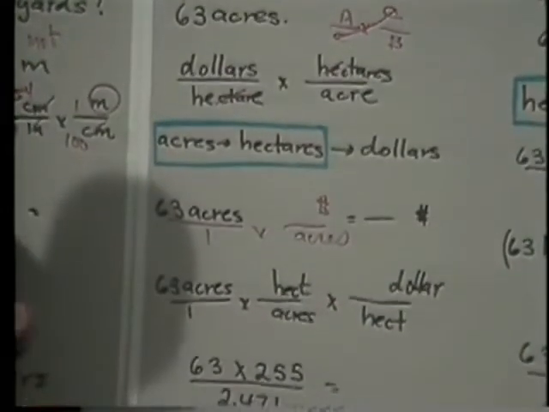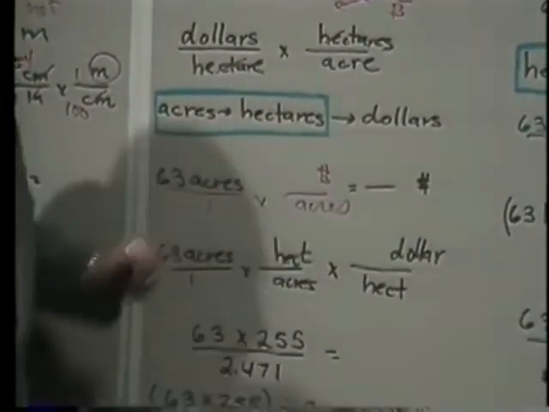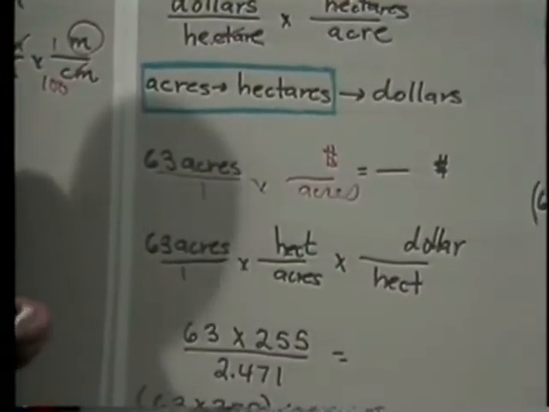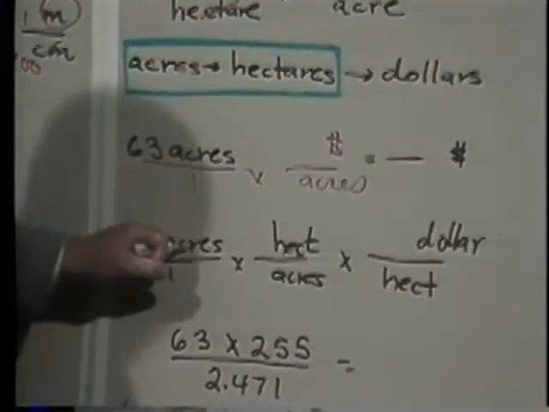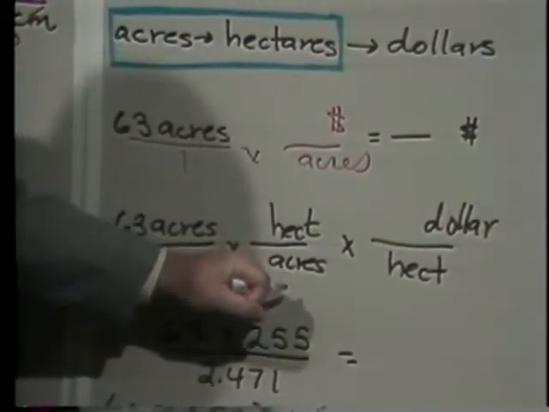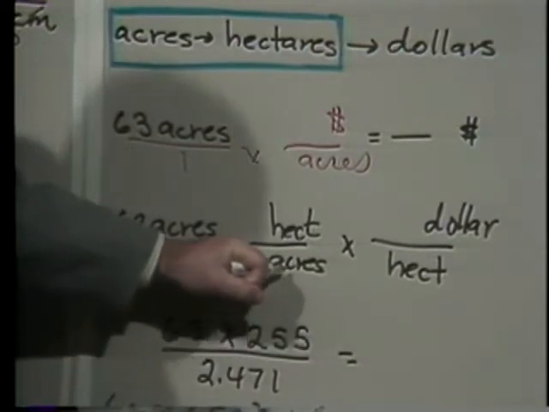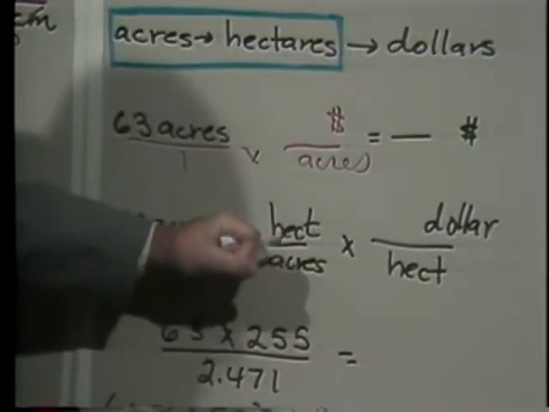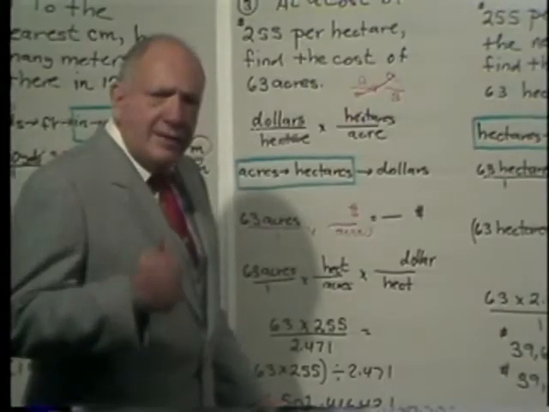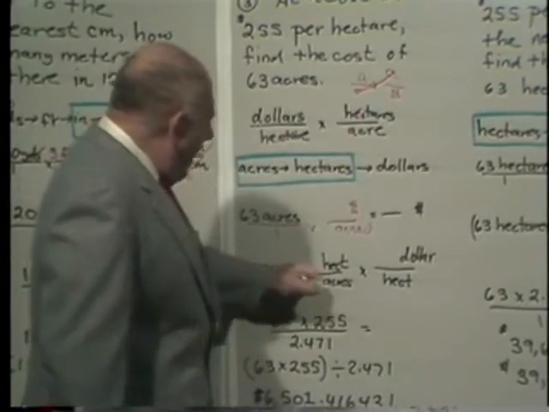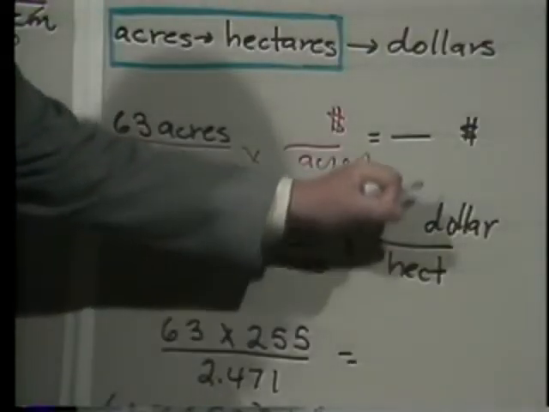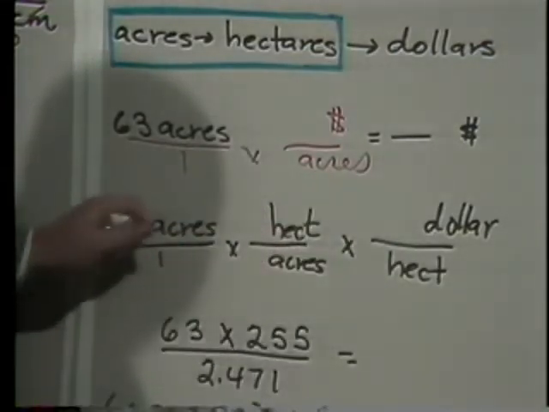The problem is I'm not given acres per dollar. If I were given acres per dollar, the problem would be all over. So in this problem, I can put acres in the denominator. When I read the given information, there is no monetary relationship between acres and hectares, but there is a monetary relationship between hectares and dollars. So I'll get rid of acres, bring in hectares, then get rid of the hectares and bring in the dollars. So how do I do that?